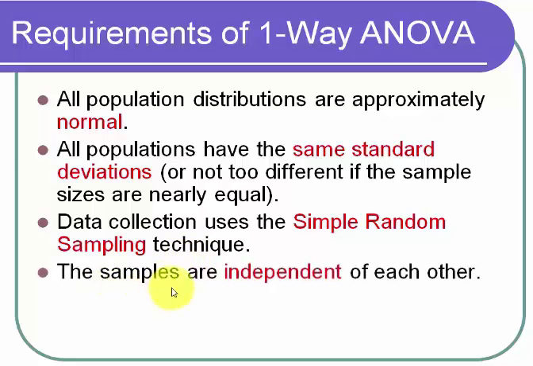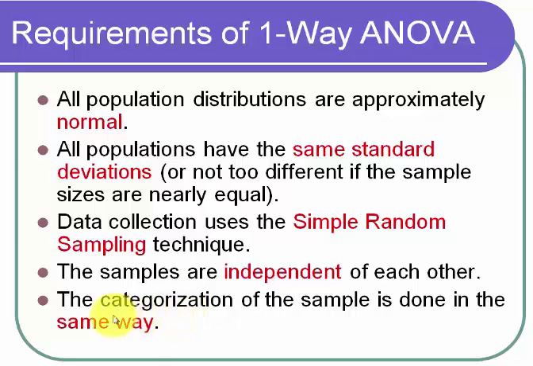The next is that the samples are independent of each other. So we saw with two quantitative variables, we had independent samples, and then we had the paired dependent samples. So ANOVA does not work for dependent samples. That would be asking one person 10 questions and the next person the same 10 questions, etc. Those would be dependent samples. This is for independent sampling. And then finally, the categorization of the sample is done in the same way for every other sample.